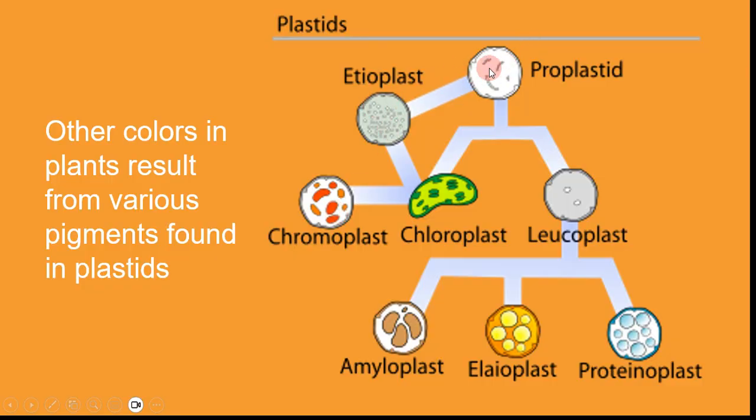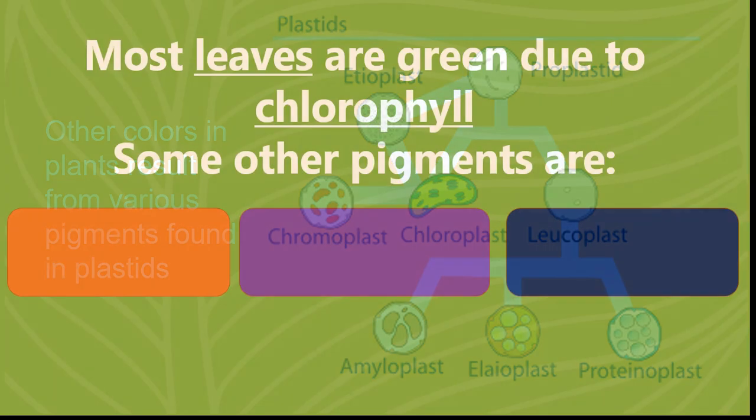Our proto and an EDO right up here. Leuco would mean white. We have some white here. And then we have our amyloplast, elioplast, and proteinoplast. Proteinoplast would be where the proteins are. But we're going to see there's going to be other colors available, and when we mix some of those colors together, we get some pretty cool stuff.